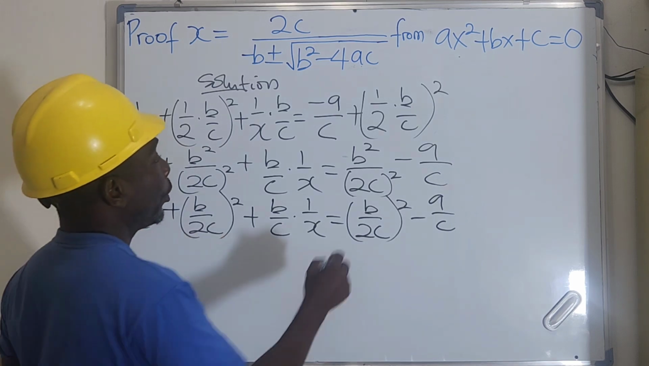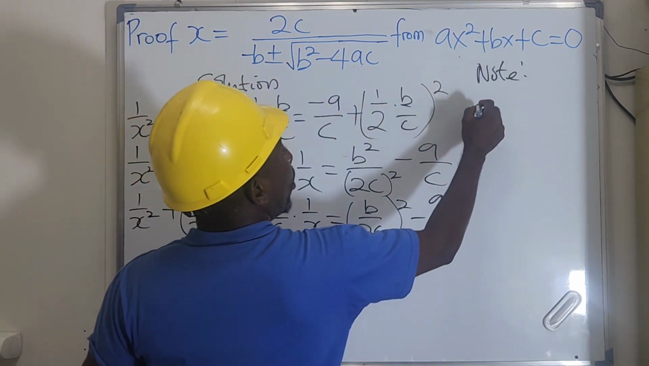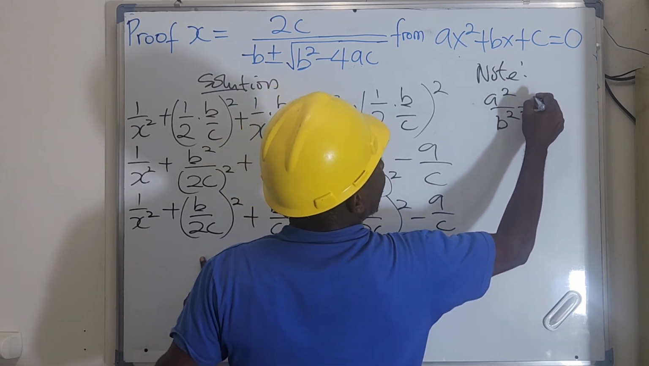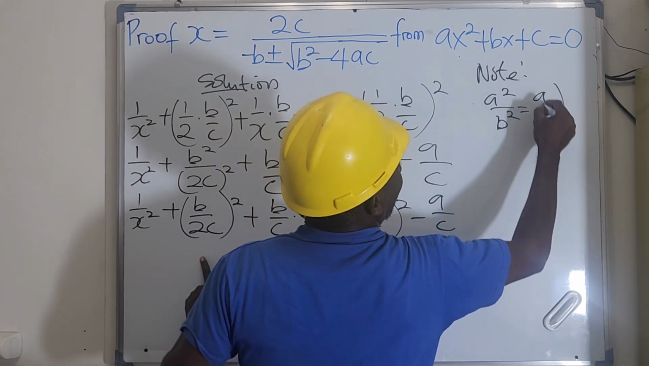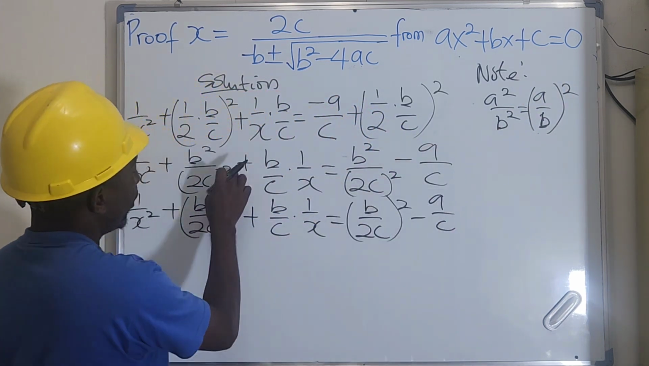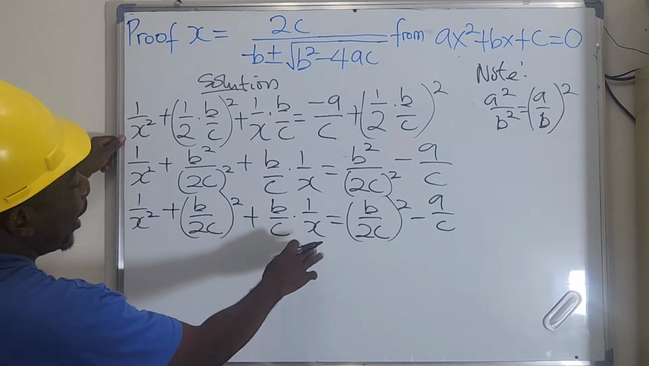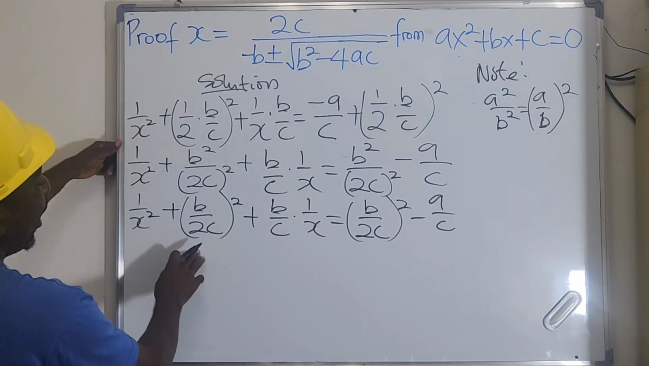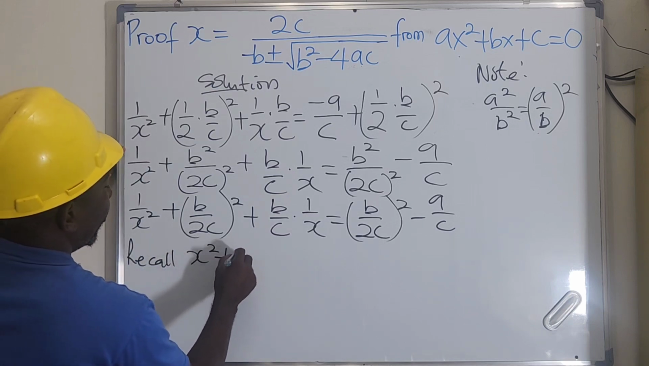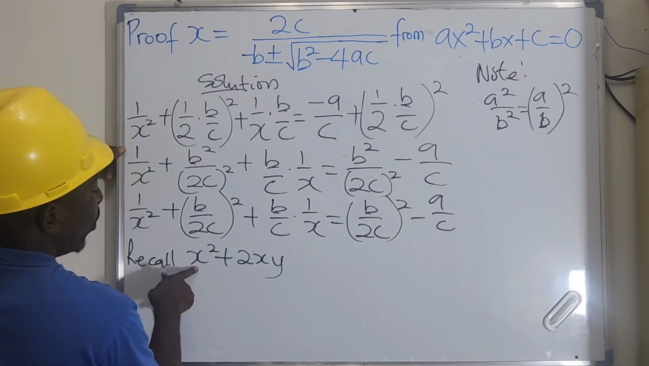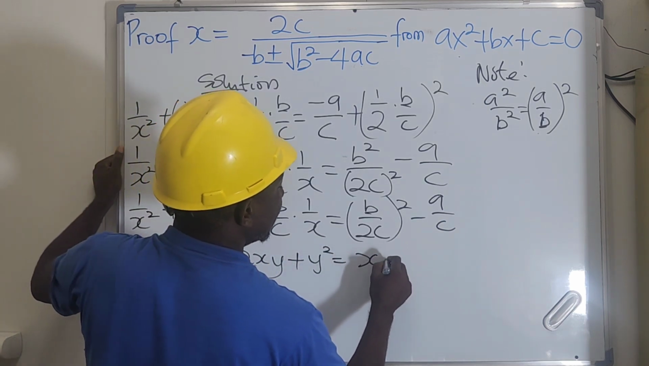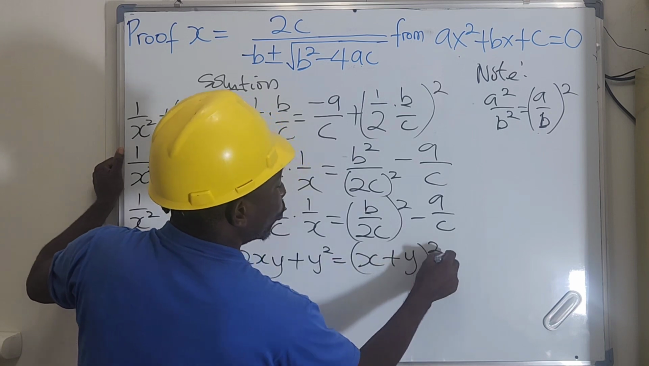How do we do that? When we recall, note, when we have a squared all over b squared, it is the same thing as a all over b raised to the power of 2. So this is the expression that we use to have this. So we can simplify this further. We recall that when we have x squared plus 2xy plus y squared, it is the same thing as x plus y all squared.